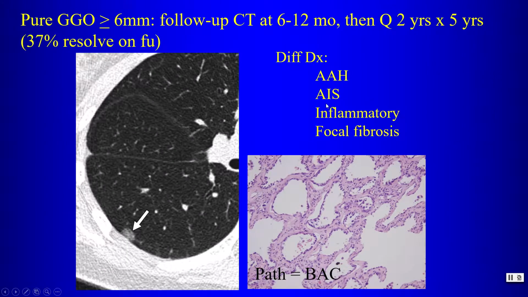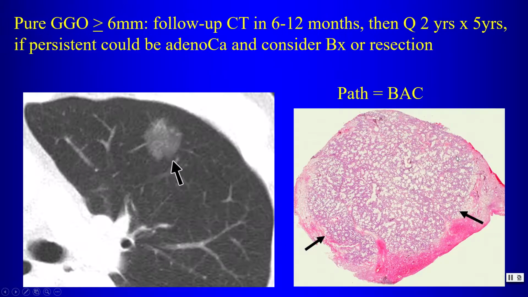So if we have a pure ground glass attenuation nodule that's greater than 6 millimeters, then follow-up CT is first done at about 6 to 12 months, and then we will continue follow-up for up to 5 years. Some of these nodules can resolve on follow-up, and the differential diagnosis for these larger ground glass attenuation nodules includes atypical adenomatous hyperplasia, adenocarcinoma in situ, inflammatory lesions, or focal fibrosis. In this particular example, this was a well-differentiated adenocarcinoma, a bronchoalveolar carcinoma.